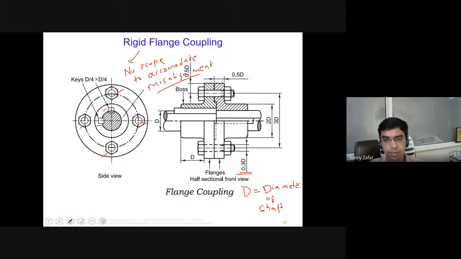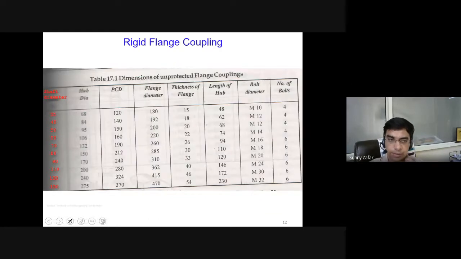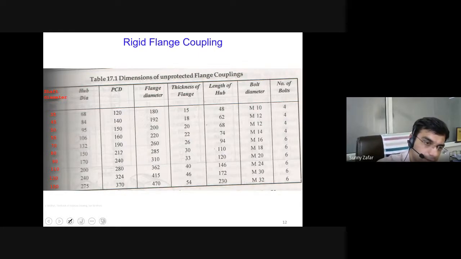And of course, the diameter of the bolt and all. So all that information will come from this table again. This is also from the same book. What you can see is this will give you different aspects like hub diameter, pitch circle diameter, flange diameter, thickness of the flange, length of the hub, bolt diameter, and number of bolts.